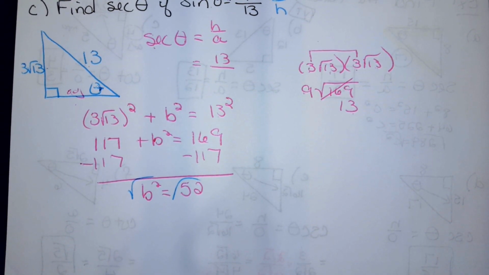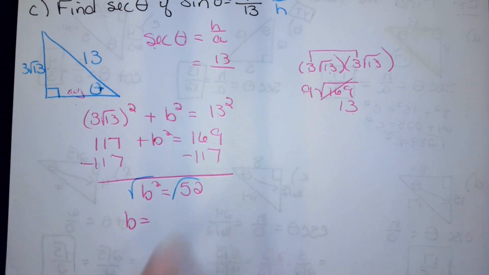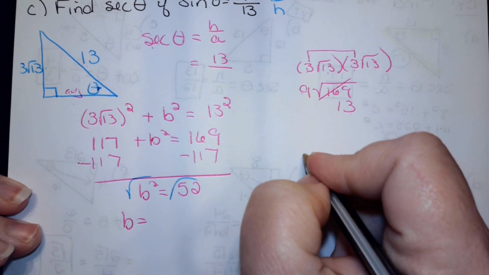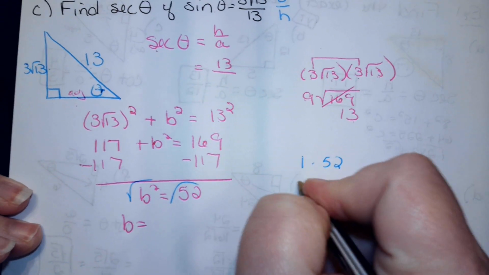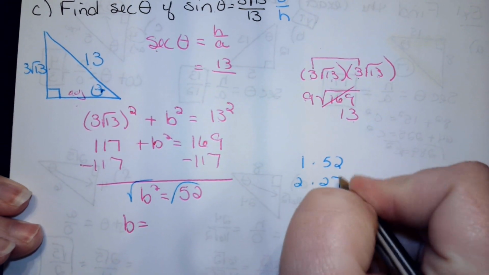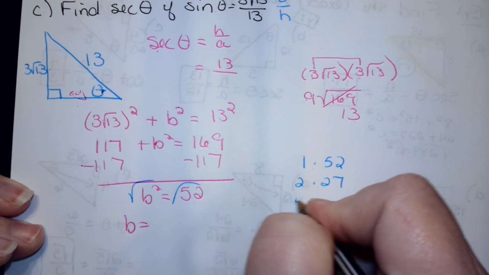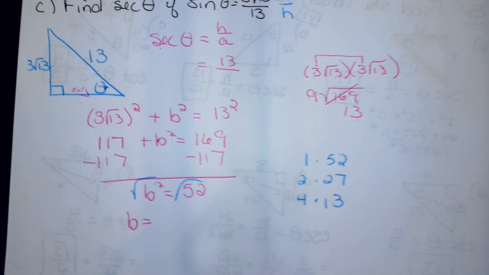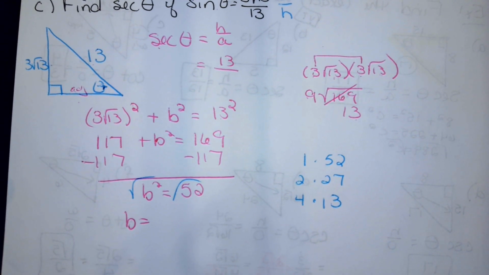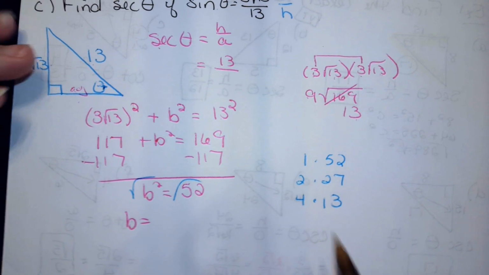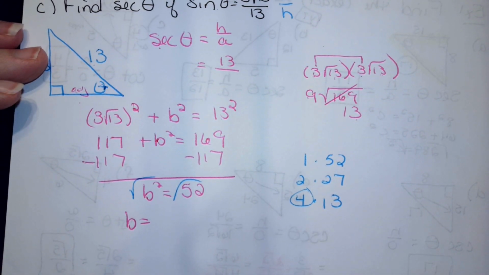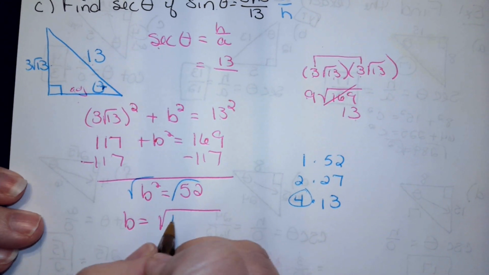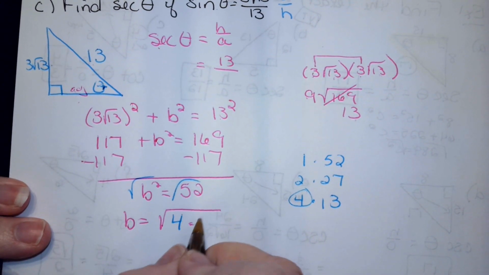52 is not a perfect square. But I'm going to ask myself, can I reduce 52? All right, so we got 52 is 1 and 52, 2 and 26, 3 can't go into it, but 4 can go into it. 5 is a no, 6, 7, 8, 9, 10, 11, 12. All right, so those are our only factors. Notice here 4 is a perfect square. So we can break 52 down into 4 times 13.